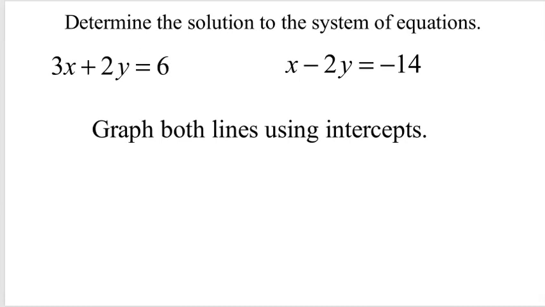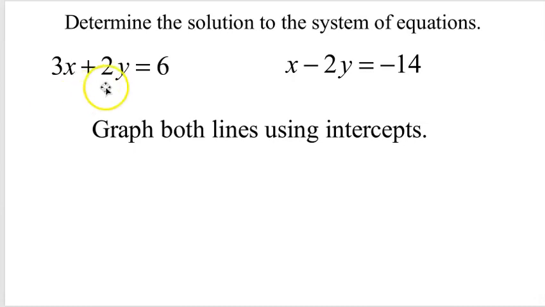So in our last example, we used slope-intercept form to graph, but there's more than one way to graph a line. This time I'm going to graph both lines using intercepts. So y-intercept, which we can get, x-intercept, which we can get as well. How do we do that? We do that by setting values to 0.